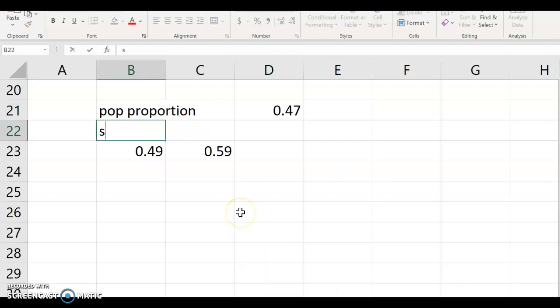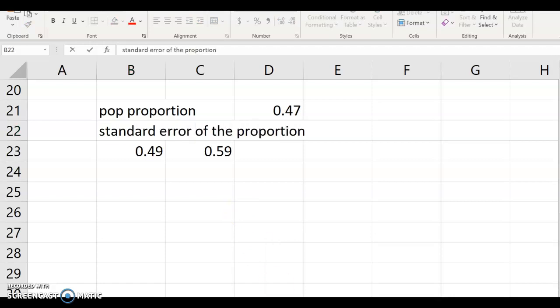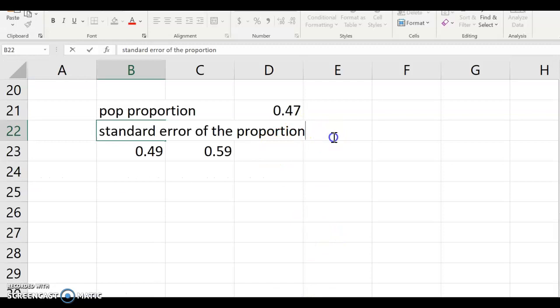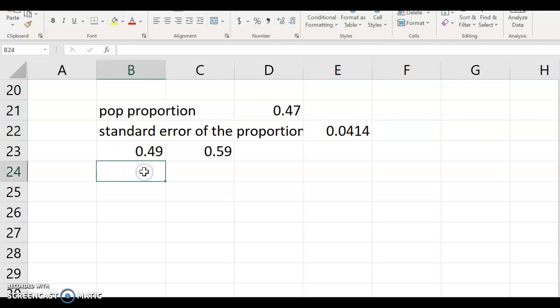Oh, your standard error, which you already calculated, was 0.0414. So let's put that right here. Okay, so let's get our z-score. So we're going to do 0.49 minus 0.47, and we're going to divide that by our standard error, which is 0.0414. Okay, so our z-score is going to be 0.4831 for this one.